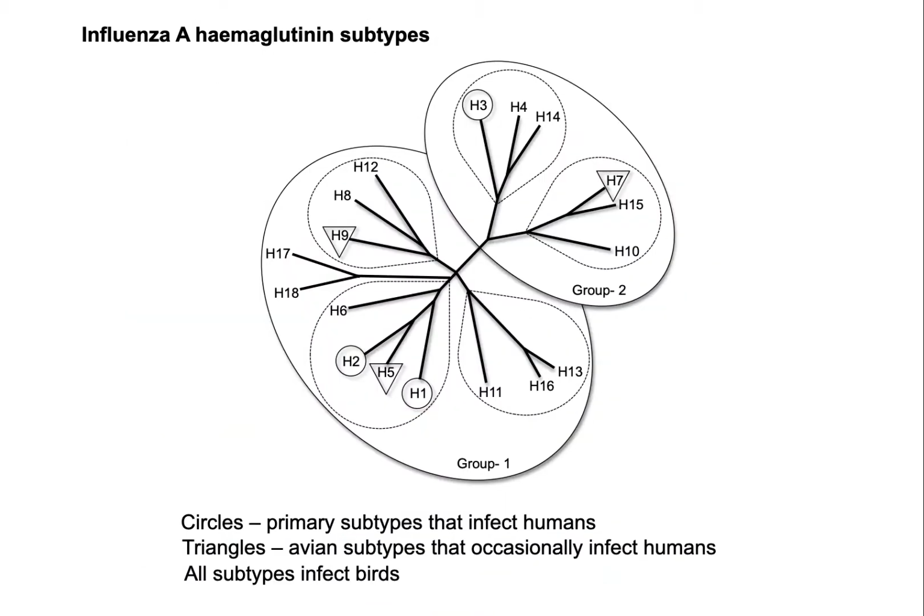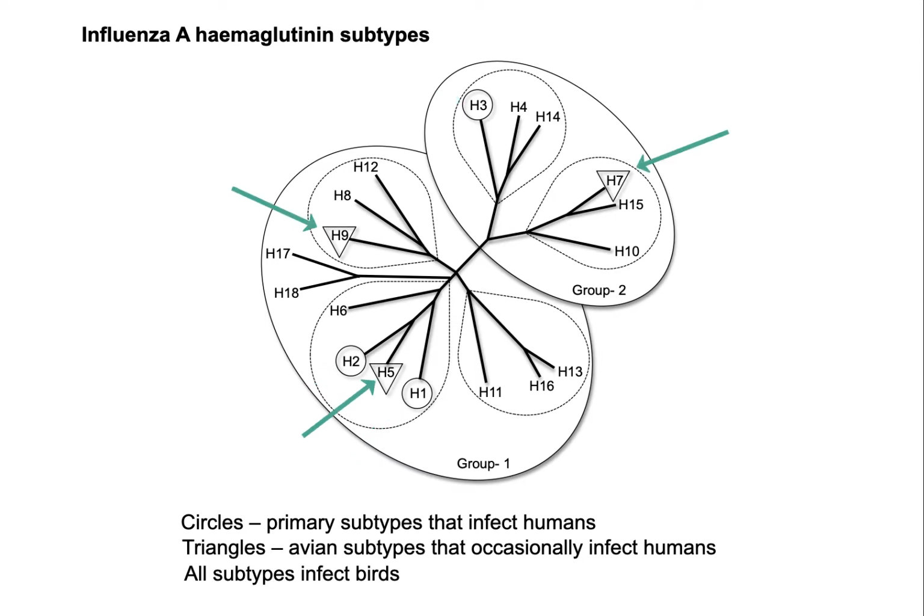This is a phylogram of the influenza strains based on their hemagglutinin subtypes. So you can see H1 through H18 here. The ones that have the circles around them, H1, H2, and H3, are the primary strains that can infect humans and be transmitted from human to human.